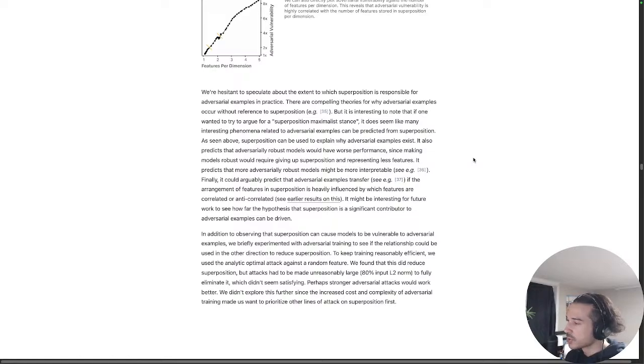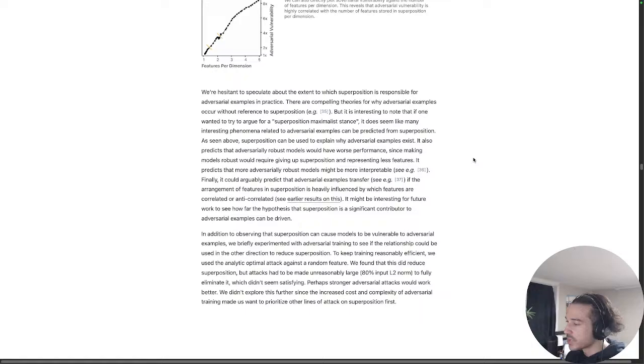It might be interesting for future work to see how far the hypothesis that superposition is a significant contributor to adversarial examples can be driven. In addition to observing that superposition can cause models to be vulnerable to adversarial examples, we briefly experimented with adversarial training to see if the relationship could be used in the other direction to reduce superposition.